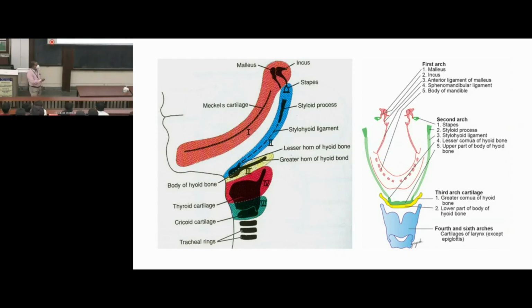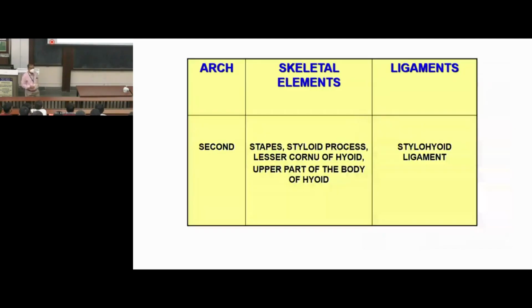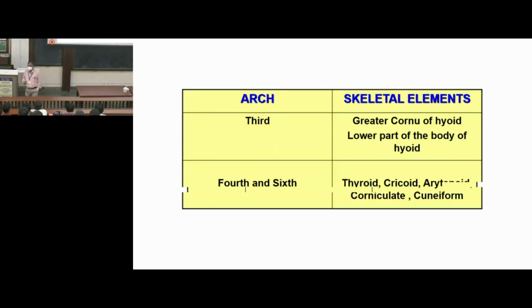Third arch, remainder of the hyoid bone. Fourth and sixth, cartilage of larynx except epiglottis. This is in words in tabular format, what we have seen in the picture. Third, fourth and sixth. So the only cartilage of larynx which is not derived from the fourth and sixth arch is epiglottis, because it has got a different source of development.